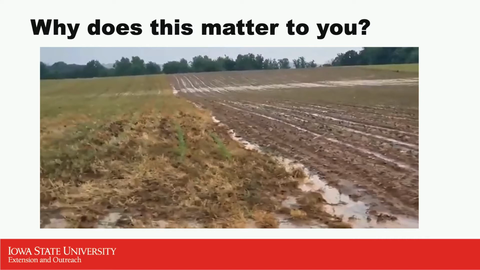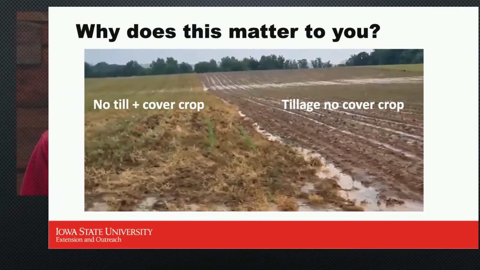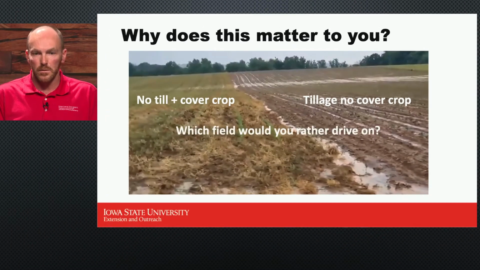Here's just kind of a visual representation of that. This is a side-by-side picture during a rainfall event of a field on the left with no-till and cover crops. The field on the right is tillage, no cover crop. You can clearly see the runoff going down the waterway on the right side. And that water basically disappears when it gets into that no-till cover crop system. So obviously you wouldn't want to be out there in these conditions, but just think about that. Which field would you rather be out there operating on, once that dries out a little bit? It's a pretty clear difference between the two systems.